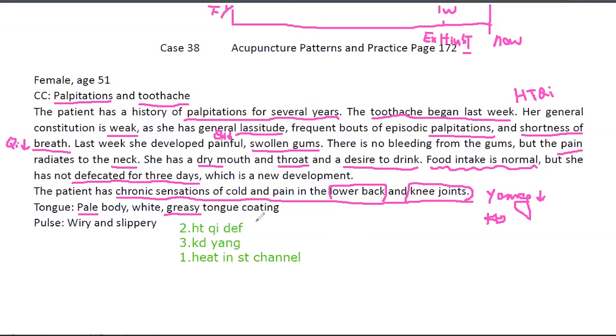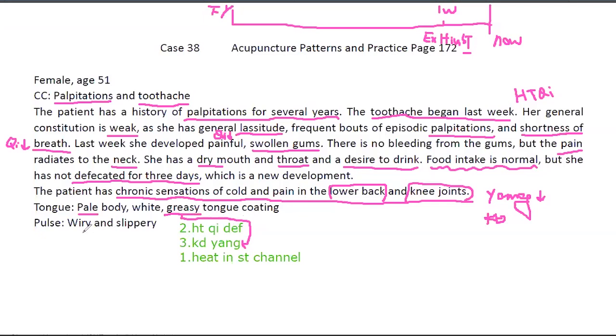So that kind of body fluid disorder will come from yang deficiency. Yang deficiency and even qi deficiency can cause body fluid irregularity, but because they don't have other symptoms, we are not going to a pattern diagnosis for phlegm or dampness.